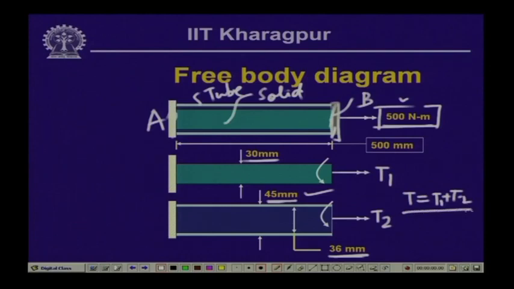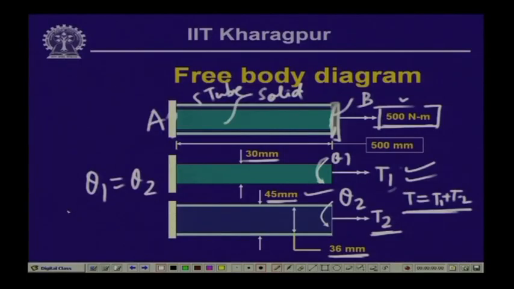This is the equation of equilibrium. Because of the twisting moment T1, there will be a rotation theta 1, and because of the twisting moment T2, there will be a rotation theta 2. Since the whole assembly is enclosed between two plates, the rotations theta 1 and theta 2 should be identical, because you cannot have dissimilar rotation for the two different parts when they are attached between the two plates. So, theta 1 should be equal to theta 2, and that is the compatibility.